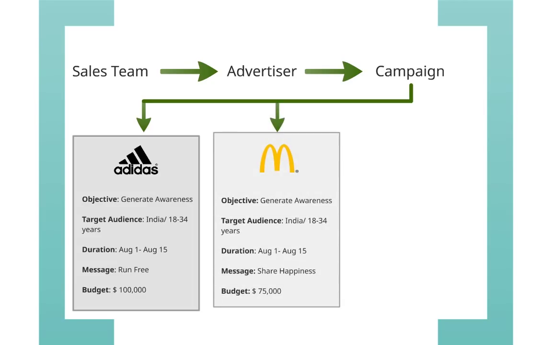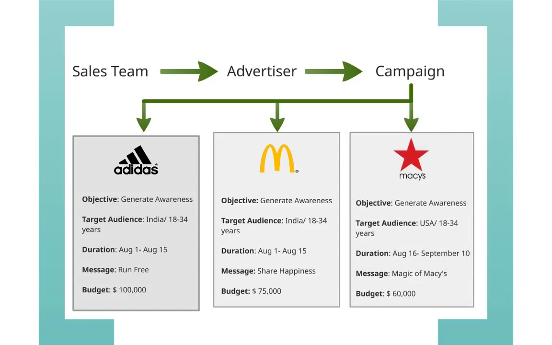Let's take a second campaign. In the same example, McDonald's wants to launch a new flavor. They have the same target audience, duration, their message is shared happiness, and budget is $75,000. And finally, we have Macy's campaign. Macy wants to generate awareness about a new clothing line that has launched. They are targeting 18 to 34-year-old Americans from August 16th to December 10th. Their message is Magic of Macy's with a budget of $60,000. So these three campaigns have entered our system.